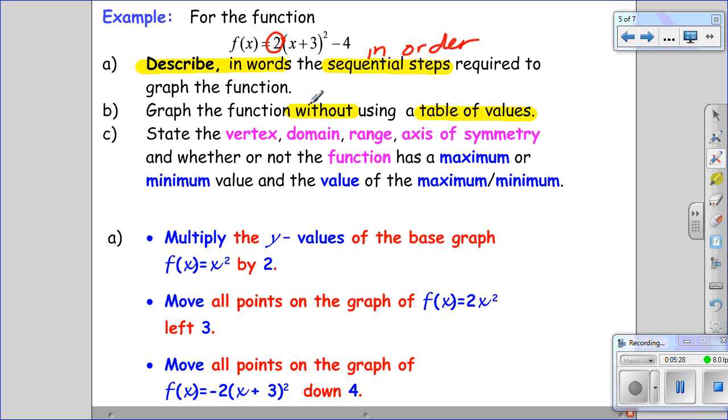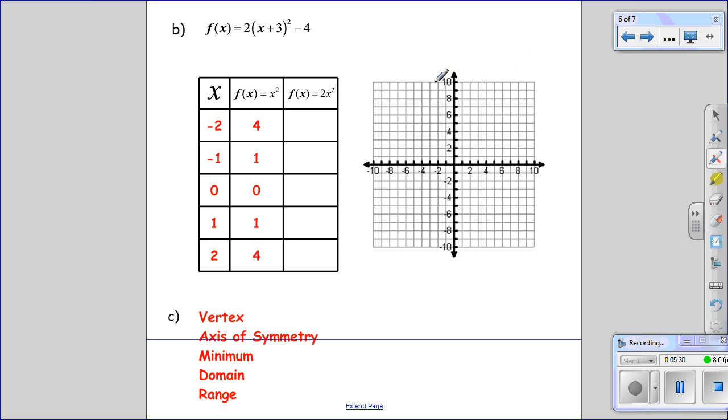Okay. To graph the function, we're going to do that right now. So let's take a look. We have a few steps we can do. We could complete a table of values where we do our x squared, and the values of x squared, which is f at x, the y values, are getting multiplied by 2. But that's a lot of work, and I don't recommend doing that.